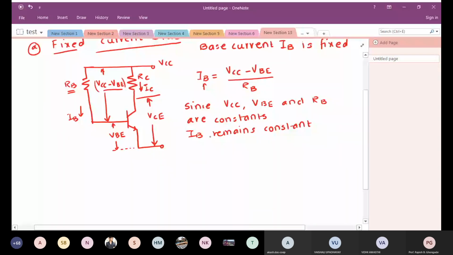Now, if IB remains constant, what is IC? It is beta times IB. So can I say that if IB is constant, IC will also remain constant? Yes, sir. Okay, now if IC remains constant, I have the equation at the output side. We already know that the equation VCE is equal to VCC minus IC.